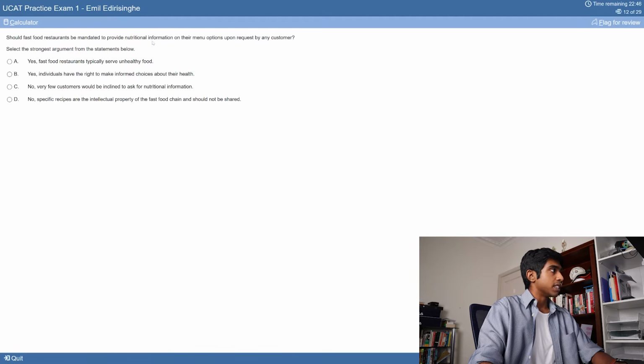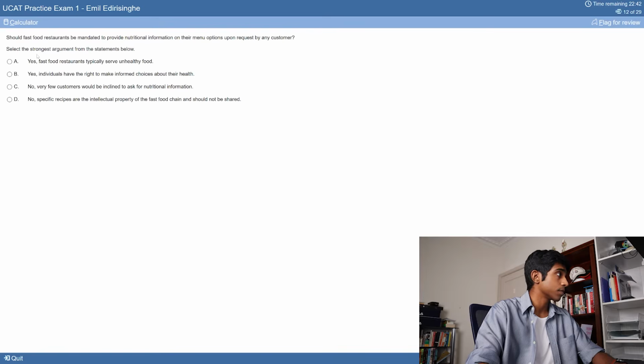Should fast food restaurants be mandated to provide nutritional information on the menu options? Yes. So it's not about unhealthy food. Yes, individuals have a right to make informed choices. Yes, I think it's this.